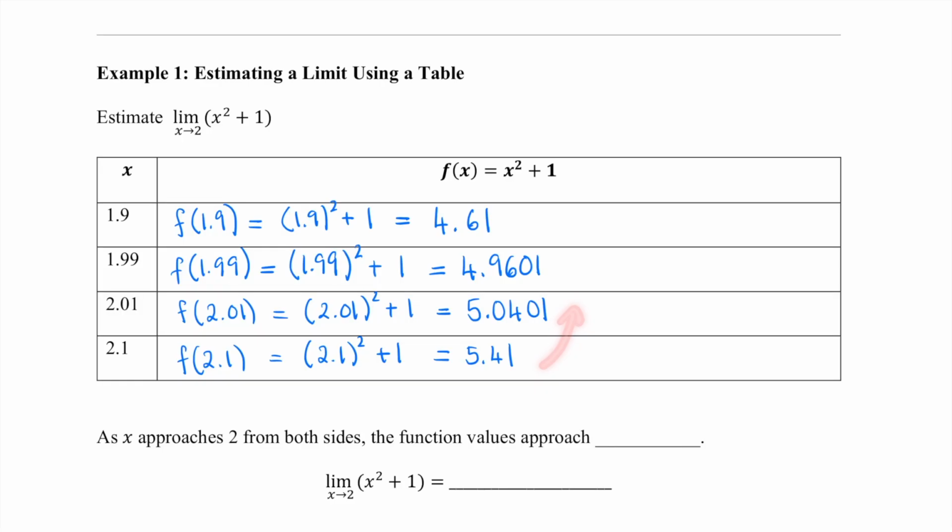From both sides, the function values are getting closer to 5. So we can say, as x approaches 2 from both sides, the function values approach 5. Therefore, the limit of x squared plus 1 as x approaches 2 is 5.